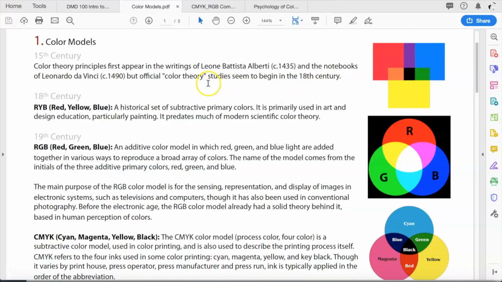Now, of course, you're probably familiar with this simple color model because it's the one that's used in kindergarten when they're first teaching you about basic color theory and color mixing.